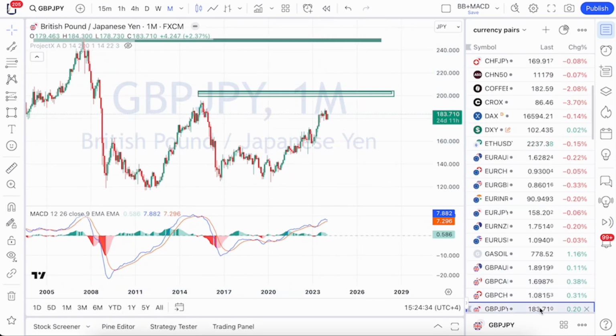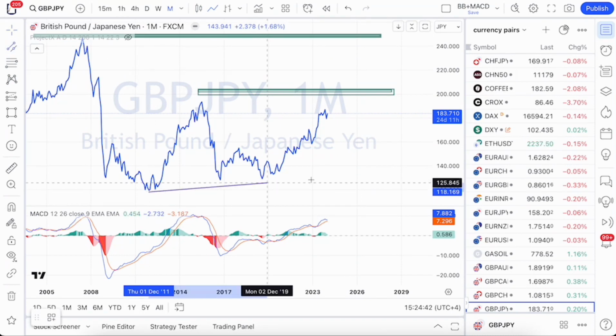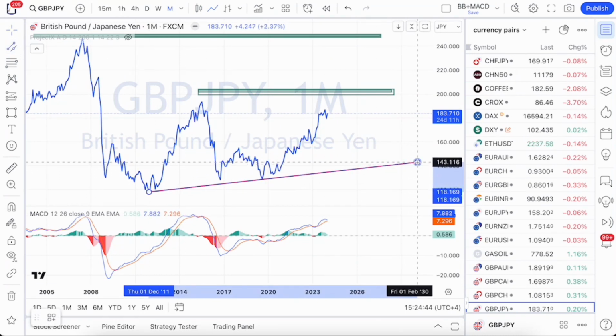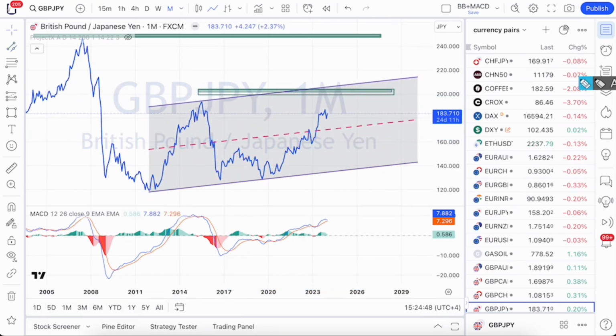Right now we are at 183.71. We can also apply a rising channel here, starting from the lowest point, connecting the higher lows and the opposite side. So currently it's above 50% of the rising channel. This is the extension level and the Fib retracement level based on the previous cycle. So the long-term target is 200.